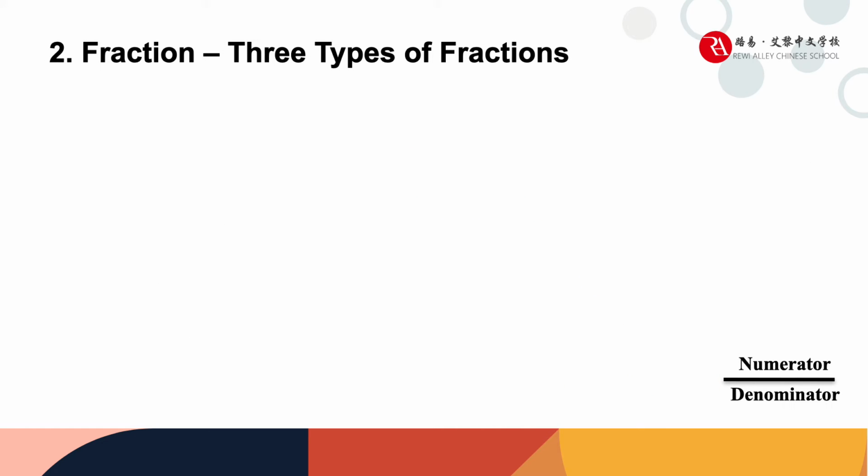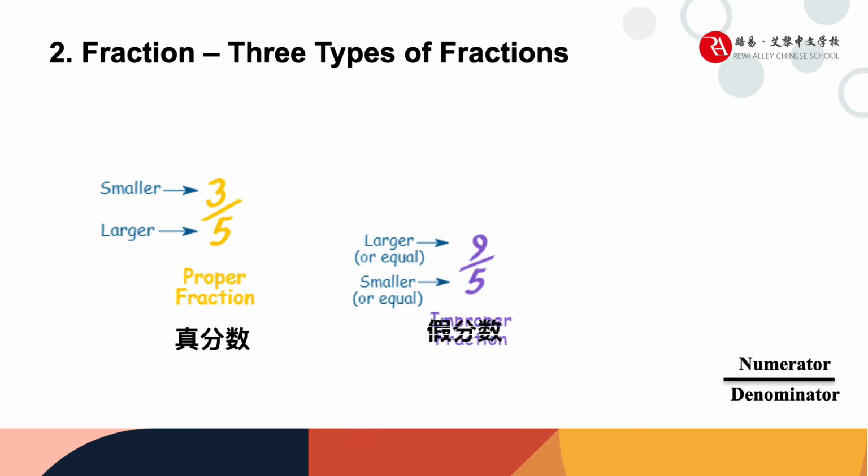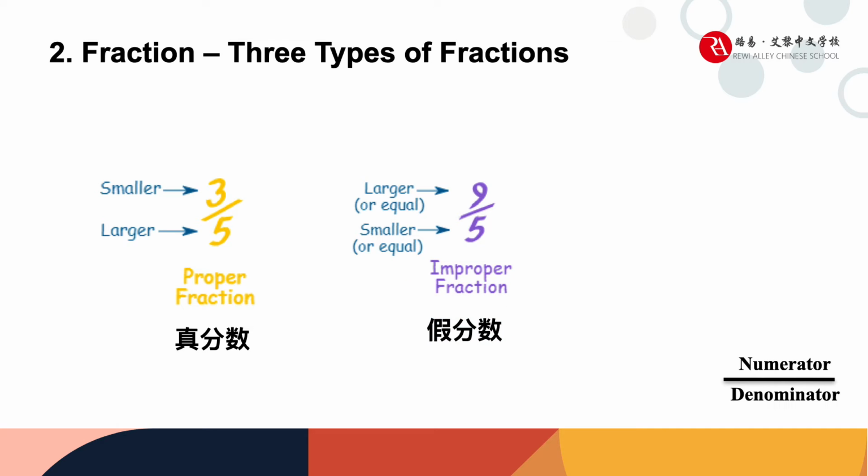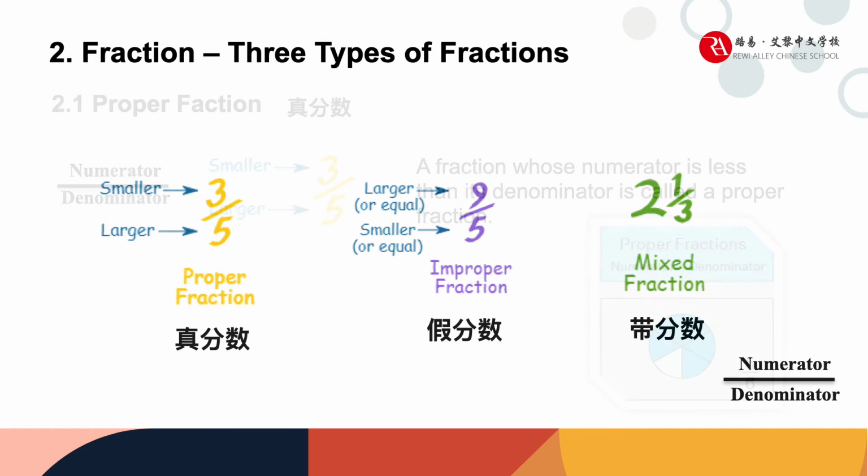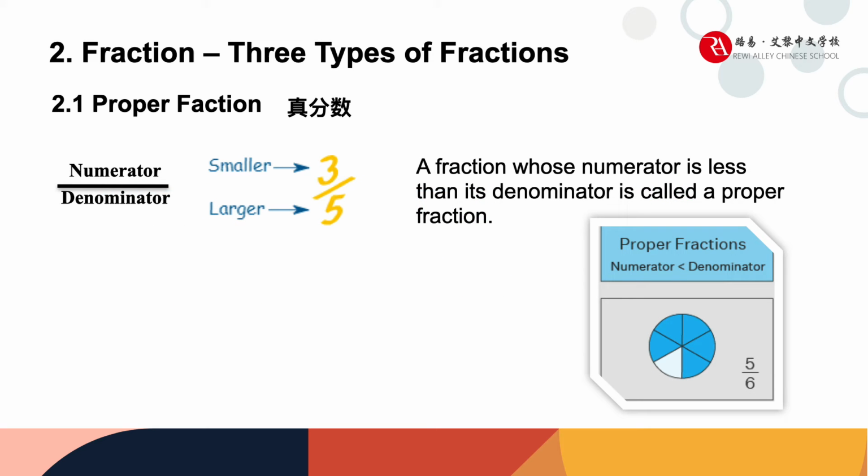In today's lesson, let's start from the three different types of fractions: proper fractions, improper fractions, and mixed fractions. First one, the proper fraction. It is a fraction whose numerator is less than its denominator. In Chinese, we call it 真分数, such as the number here, 3 over 5. The numerator 3 is less than the denominator 5.